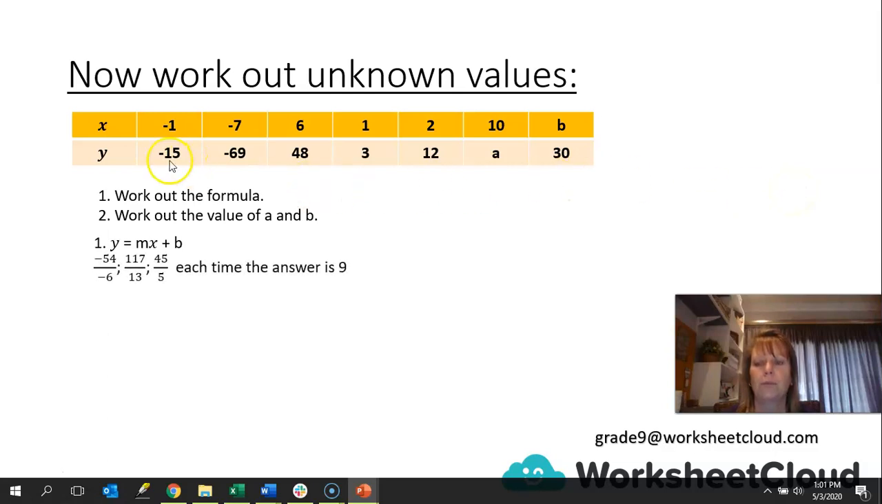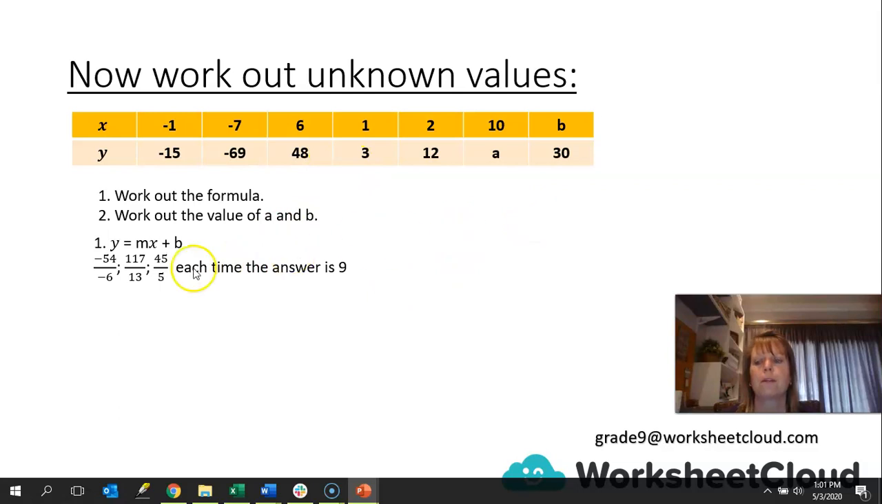Okay, so our difference between minus 15 and minus 69, we are minusing 54. From minus 1 to minus 7, we are minusing 6. Then from 69 to 48, it's 117 difference, plus 117 to get from minus 69 to 48. And from minus 7 to 6, we are adding on 13. From 48 to 3, it's going to give me 45. We're going to subtract 45. And from 6 to 1, we are going to subtract 5. So those two should be negatives. But as long as they're both the same, it should work out, because we are going in a negative way.